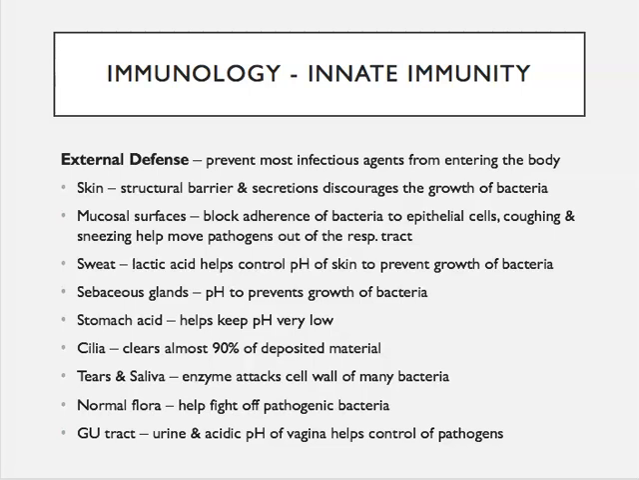Coughing and sneezing help move pathogens out of the respiratory tract. So they're going to expel any trapped bacteria or foreign pathogens. Sweat: the lactic acid in your sweat helps control the pH of the skin to help prevent the growth of bacteria. Your sebaceous glands include fatty acid secretions that also help to control pH, that help prevent the growth of the bacteria. Stomach acid: remember that hydrochloric acid that's produced in your stomach has a very, very, very acidic pH, a very acidic environment. So a lot of bacteria are not able to survive in that environment.